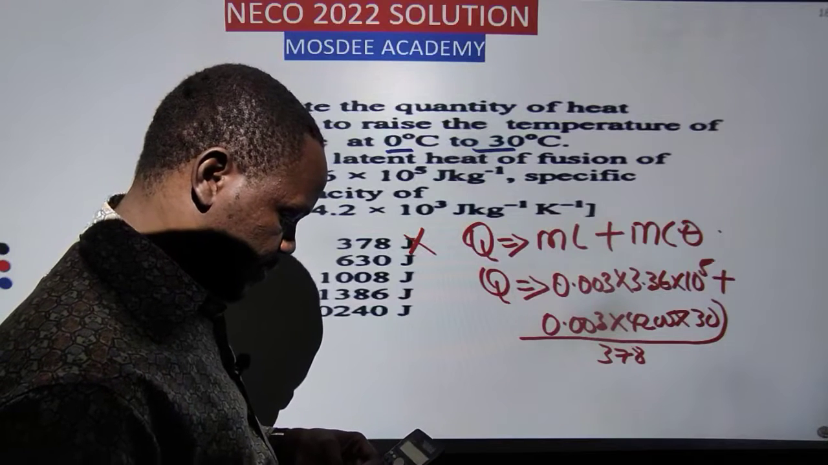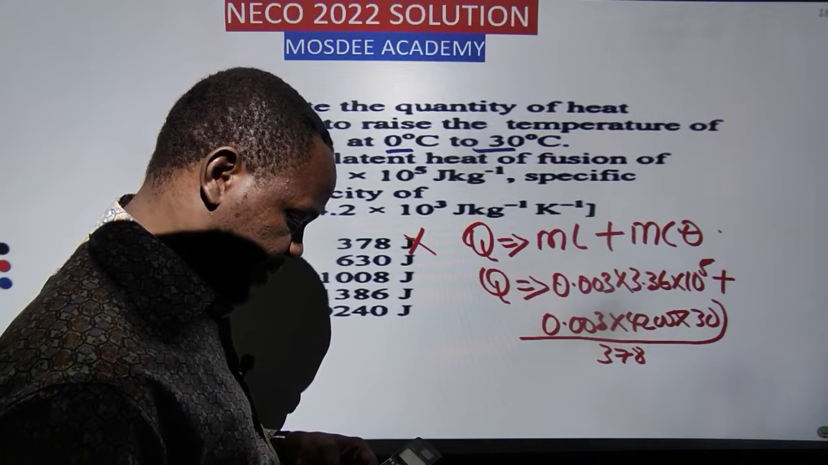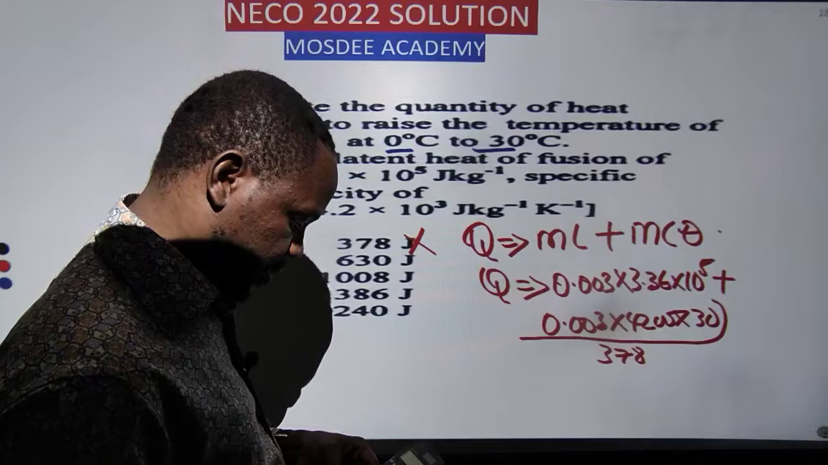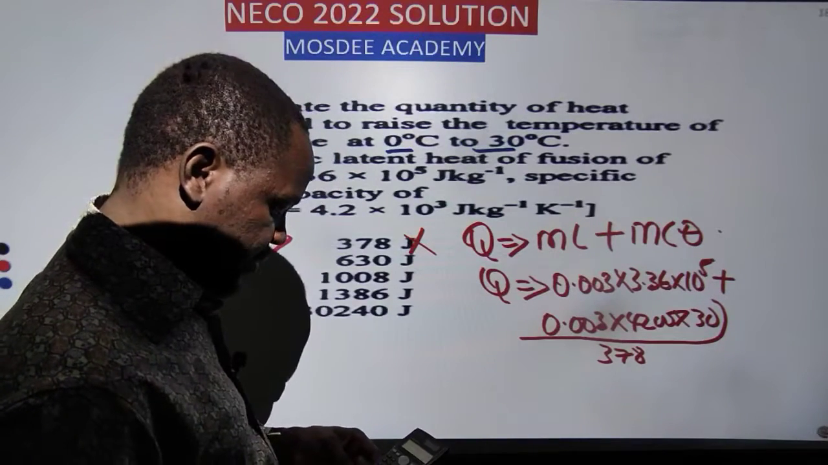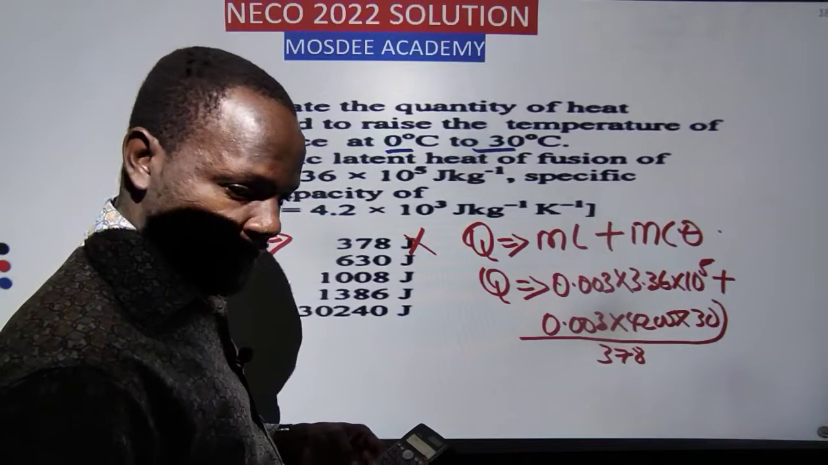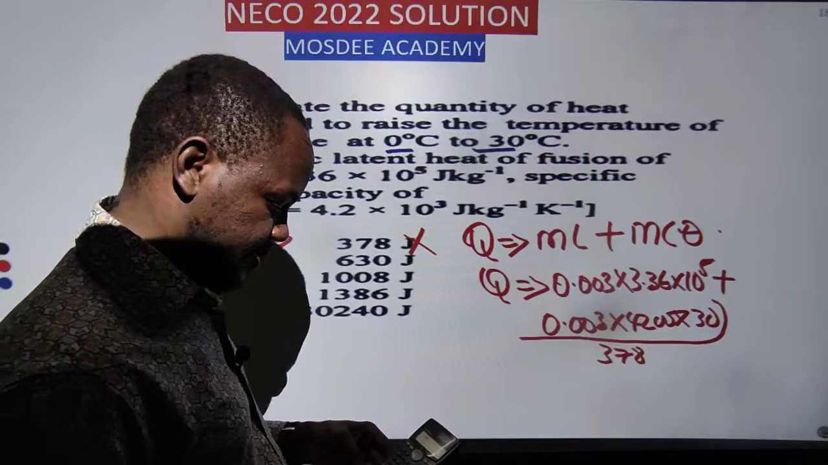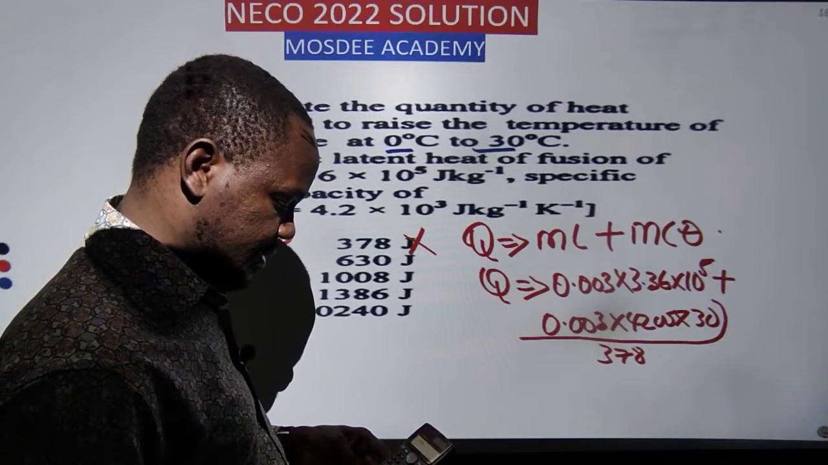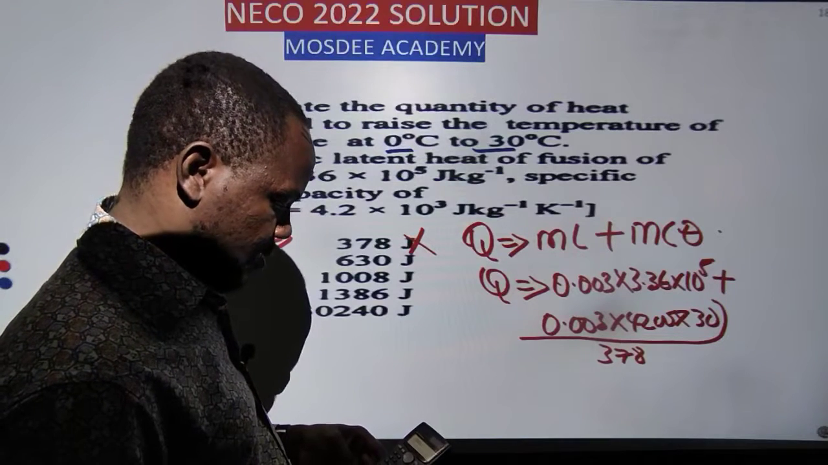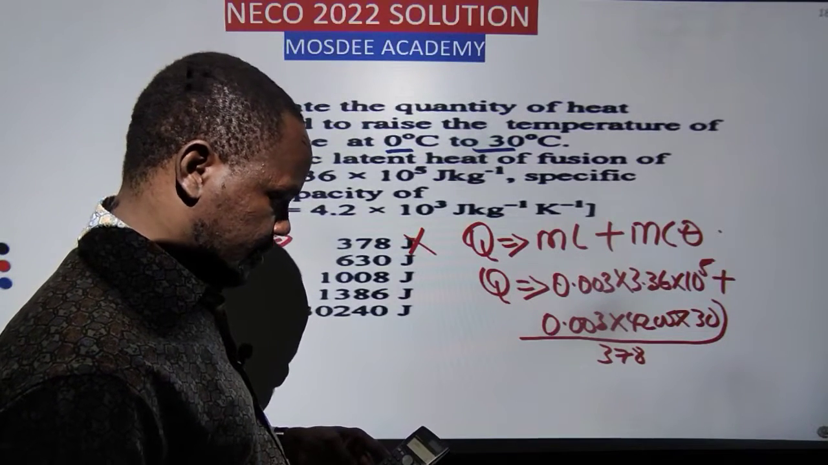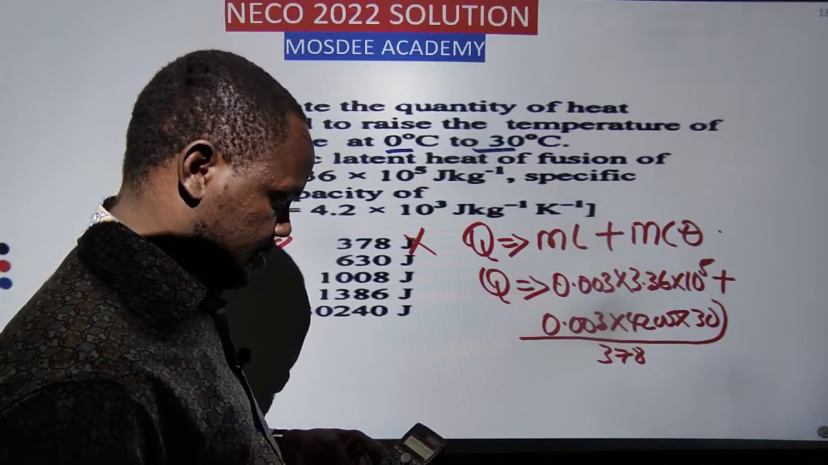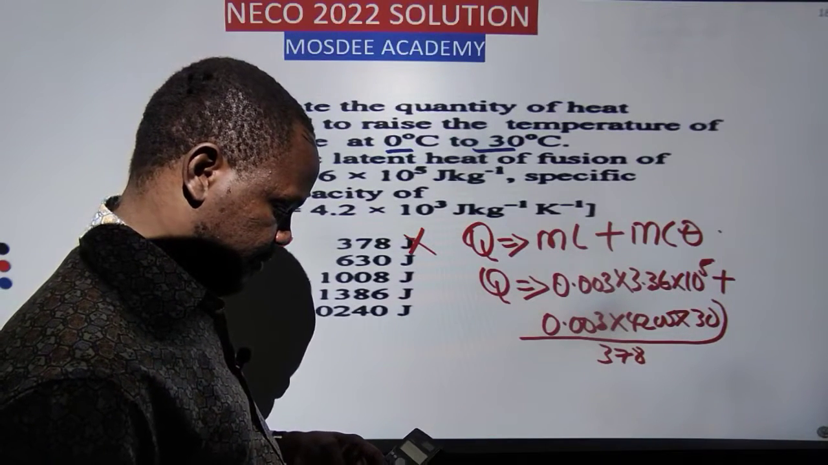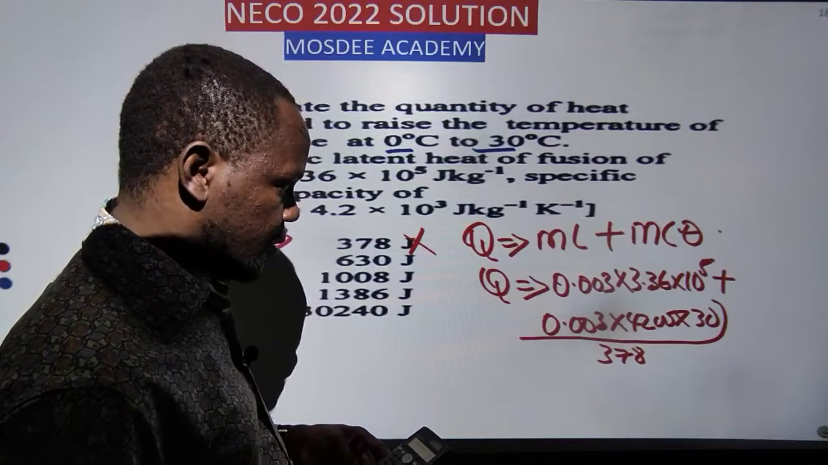Okay, let me do it like this. I don't know how I will press 10 raised to the power, because I can't see the power here. You are supposed to be helping me press this thing. Just sit down there looking at me. 0.003 times 3.36 times 10 raised to power 5.